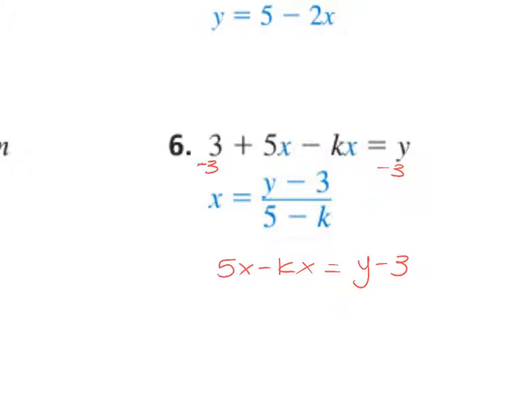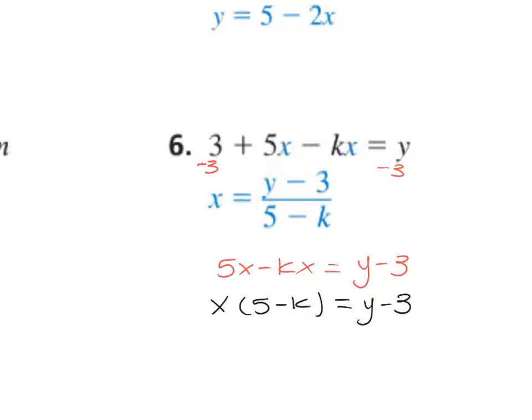5x and kx are not like terms, so I have to go to the next step, which is to factor out. What can I factor out on the left side? X, because I want to solve for x. I'll factor out an x, and I'll be left with 5 minus k equals y minus 3.